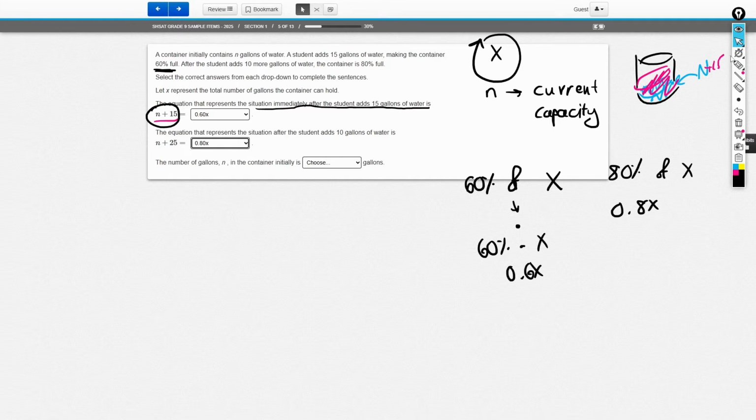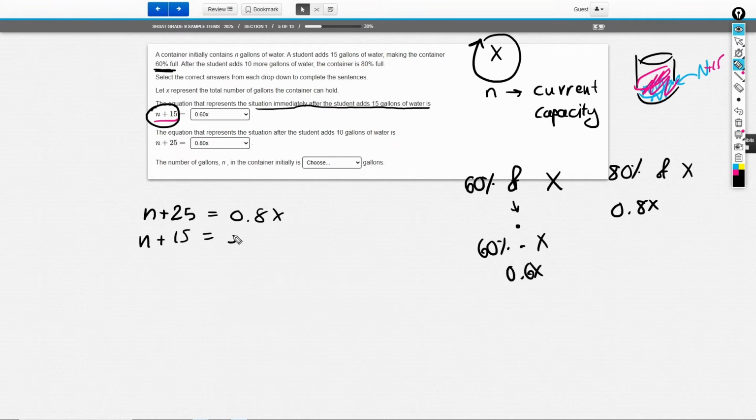And finally, we have two equations. We have that n plus 25 is equal to 0.8x, and we also have n plus 15 is equal to 0.6x. They want us to find the number of gallons n that is initially in the container. So if I have two equations and I'm trying to solve for one of the variables, well, I can't, right? Because if I have two equations and they have two different variables, it's impossible at this level to solve for one of the variables. I need to eliminate one of them.